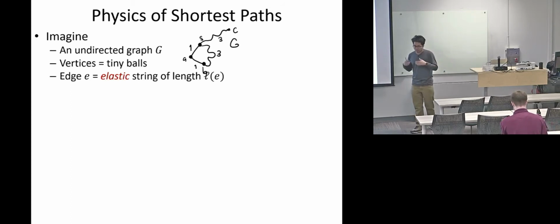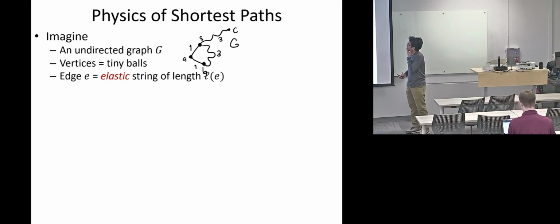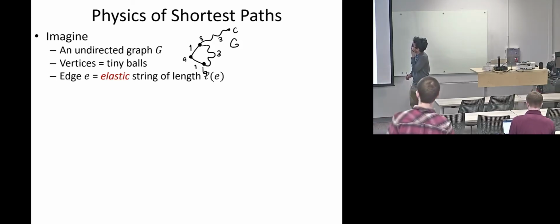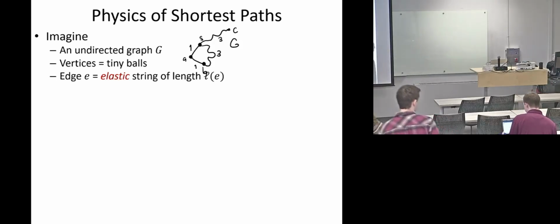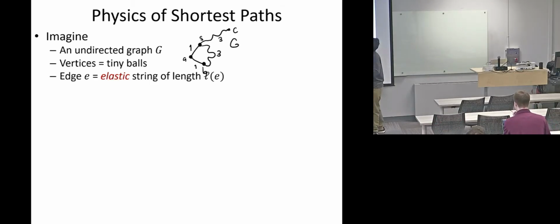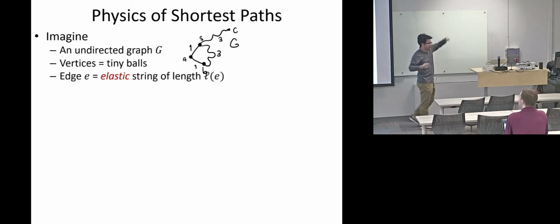Last time I gave some intuition of Dijkstra as water flowing through the network. There's going to be another physical interpretation of things, and I think this might be even better. So you should maybe imagine that you have, let's say for now, an undirected graph, so that the physical intuition works. So you have an undirected graph G, and think of vertices as tiny balls, like points. And each edge is like an elastic, stretchable string that connects two balls together. Okay, so you can stretch it.